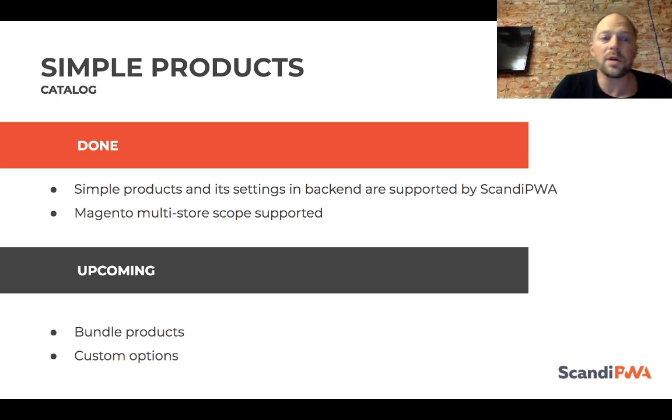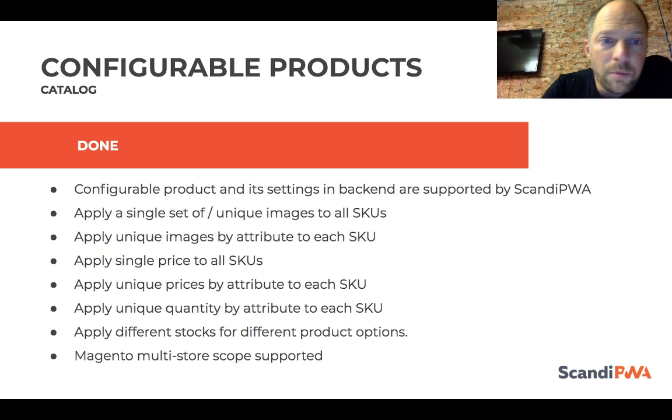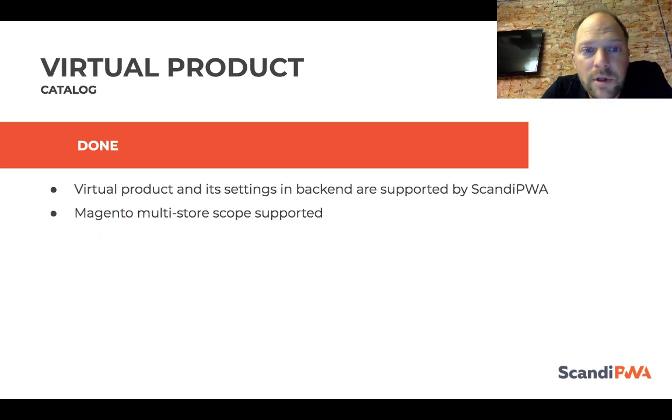Some research shows that not many merchants are using them, so that's why we completed simple products first, then configurable products, and the settings that are available, like you can set a set of unique images, tools, SKUs, or different ones, single price or unique price per attribute, unique quantity, different stocks for different product options, and multi-store scope is also supported. We also support virtual products.